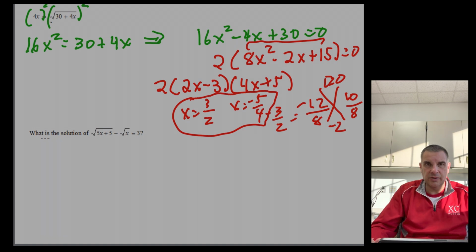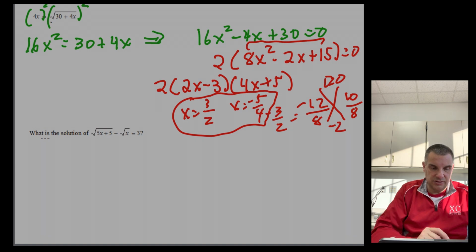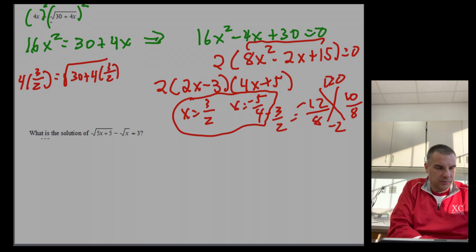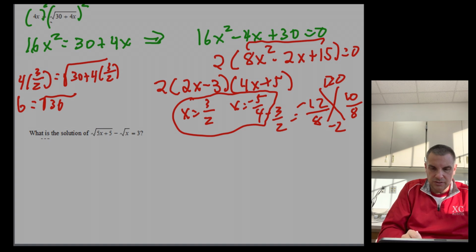Now we need to check for an extraneous solution. So we have to plug 3/2 into our original equation. So 4 times 3/2 has to equal the square root of 30 plus 4 times 3/2. So 4 times 3/2 is 6. That's equal to the square root of 30 plus 6, which is 36. So that works.